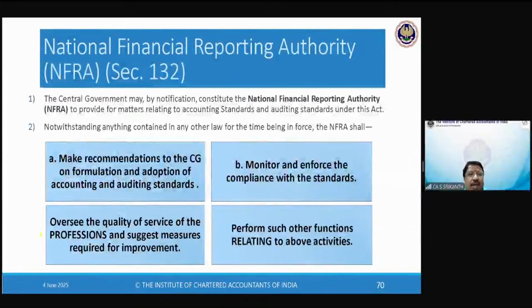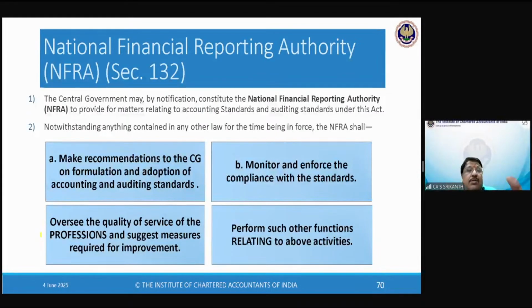So these are the functions of the NFRA. What is the NFRA supposed to do? A, make recommendations to the central government on formulation and adoption of accounting and auditing standards. Ideally, they are supposed to come out with it, but what they do is they ask the ICAI to do it. And then they go through it. And then they say, this is it.